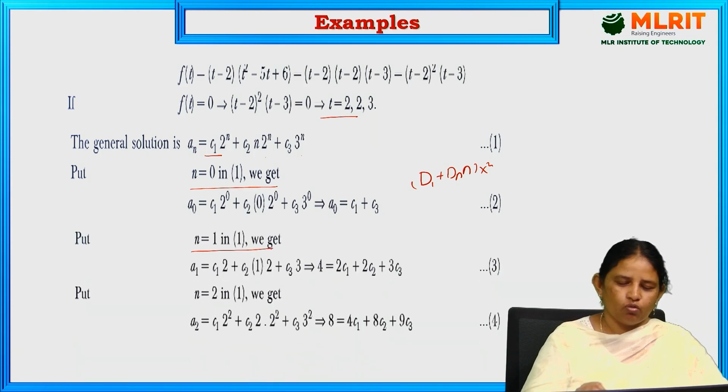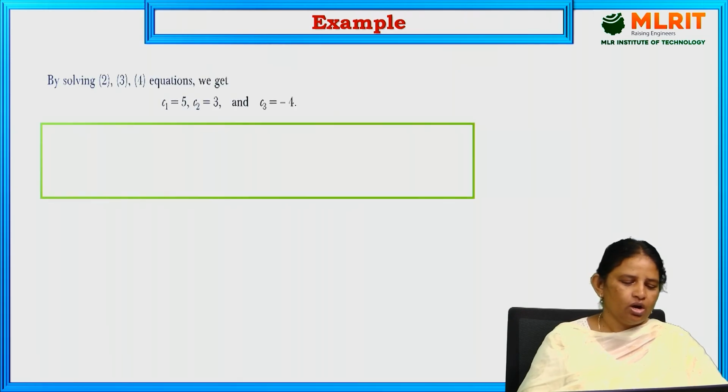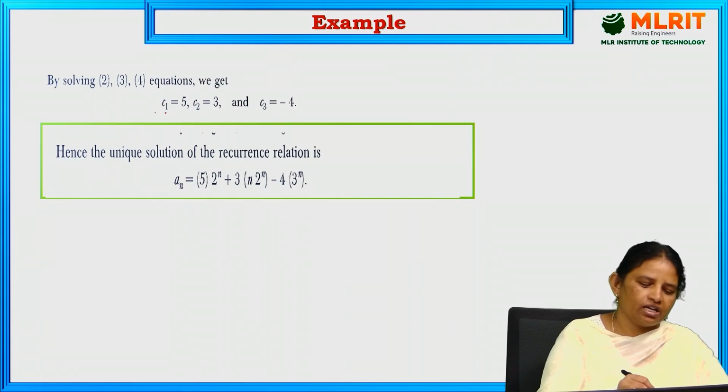n equal to 1 in equation number 1. We get c1 into 2 power 1, c2 into 1 into 2, and c3 into 3, that is 2c1, 2c2, 3c3. Then put n equal to 2 in equation number 1. We get 4c1, 8c2, then 9c3. We need to solve equations 2, 3, 4. We get c1 equal to 5, c2 is 3, c3 is minus 4.